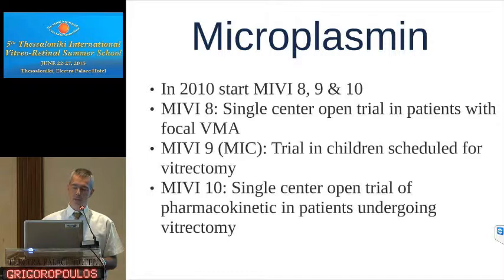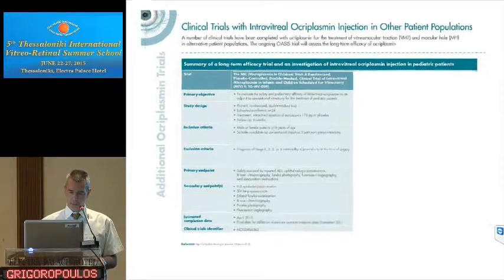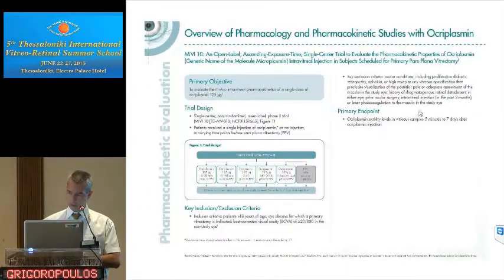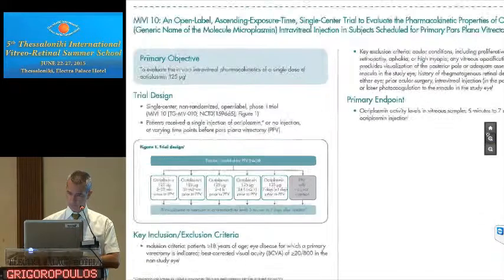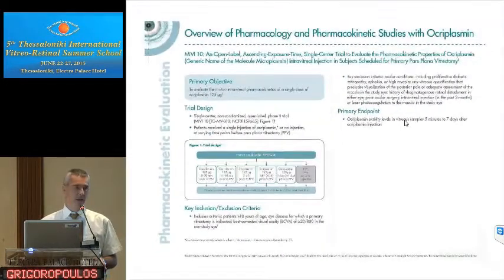MIVI-8 is a single-center open trial in patients with focal VMA. MIVI-9 was a trial in children that were scheduled for vitrectomy. And MIVI-10 was a single-center open trial which was studying the pharmacokinetics of the ocriplasmin in the human eye. And that's why you see that they were trying to take samples of the drug in half an hour, in 60 minutes, 2 to 4 hours, 24 hours, or days after surgery, and they were measuring how much ocriplasmin was in the eye, studying the pharmacokinetics of the drug in the eye.